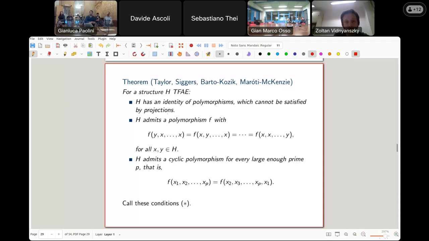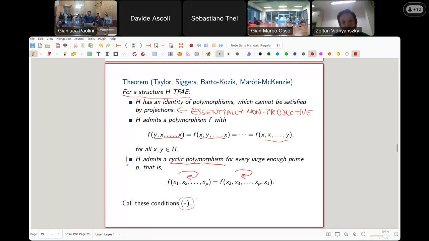This is from the work of a number of people, and so it turns out that for H the following are equivalent. There is an essentially non-projective polymorphism. Here it says that there is a polymorphism with this particular form, that if I move around this Y here, then I get the same result. This also ensures that this is not a projection. And what's going to be important for us is that there exists a cyclic polymorphism of every prime arity where the prime is large enough. And cyclic means that if I cyclically permute the entries, then I get the same result.